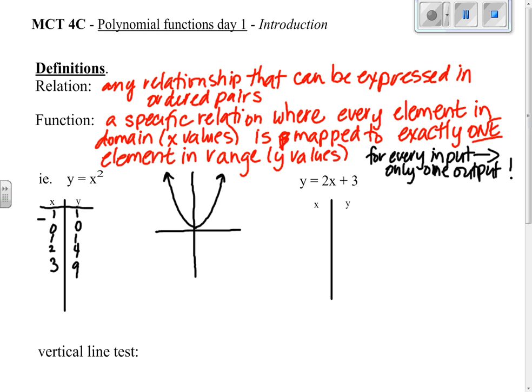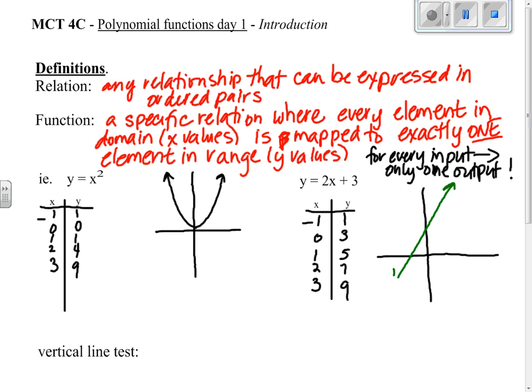For the line y equals 2x plus 3, I'll put the same values in. Substituting a -1 in for x, I would have -2 plus 3, which is 1. Put a 0 in, I'll get 3, then 5, 7, and 9. For every x value, there is exactly one answer for the y value. And it graphs, very poorly, with a slope of 2 up 3, like that.